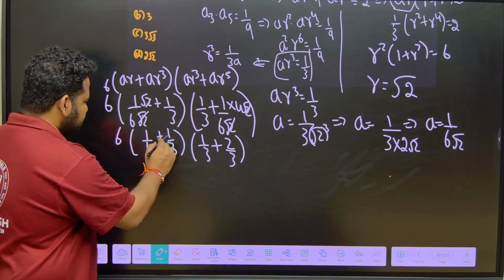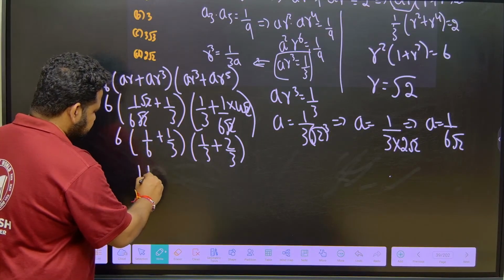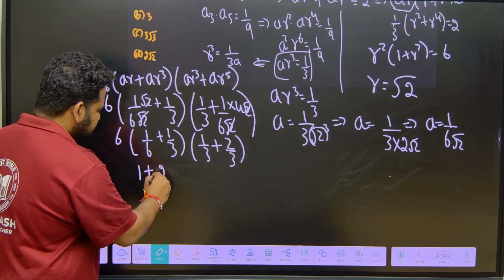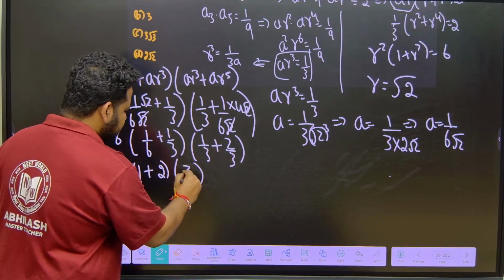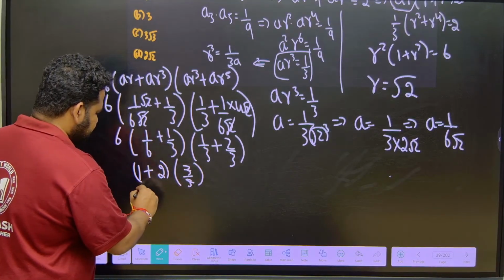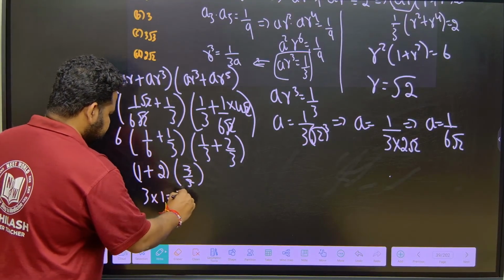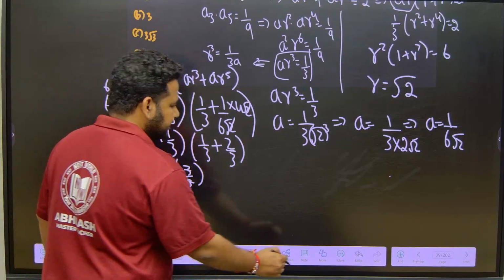for this one if I multiply 6, what will I get? This will become 6 into 1 by 6, this is 1. This will become 6 into 1 by 3, this is 2. This will be 3 by 3, 3 cancel, this will become 1. 1 plus 2, 3. So 3 into 1, the answer is 3. So the answer is 3 is the right answer to this question.